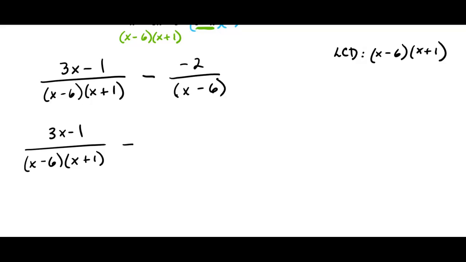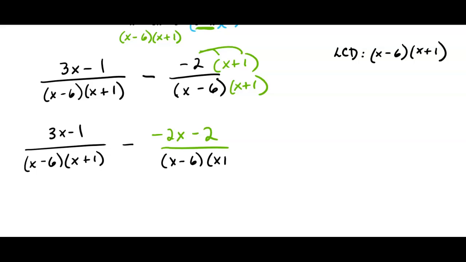Minus, and then I've got a -2, right? A -2. Well, shoot. Let me erase that. Sorry about that. Okay, I forgot to multiply to get the LCD. Okay, so let's multiply by x plus 1 here and x plus 1 here. Now, if I distribute that -2, I'll get -2x minus 2 over x minus 6, x plus 1.